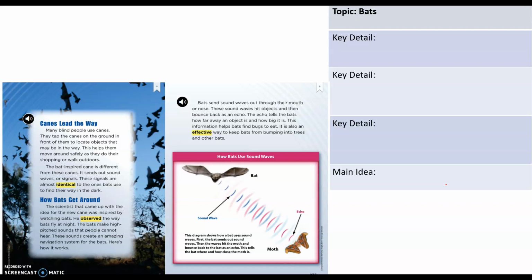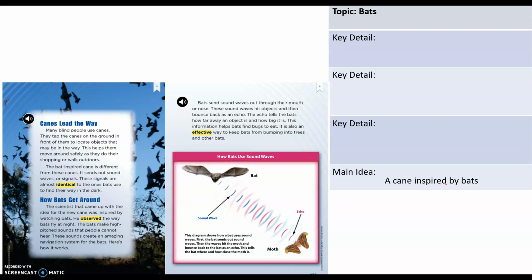So we said that the topic was bats. As I read through your responses today and looked for what you identified as the main idea, you said the main idea was a cane inspired by bats. So what about bats are we focusing on? We're focusing on a cane that was invented that bats inspired. Let's look for some key details that explain that better.